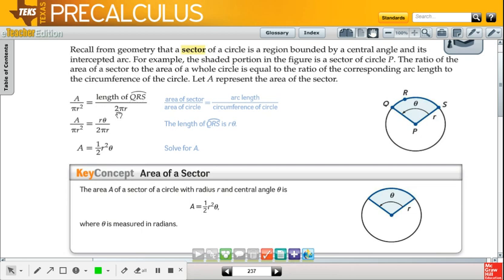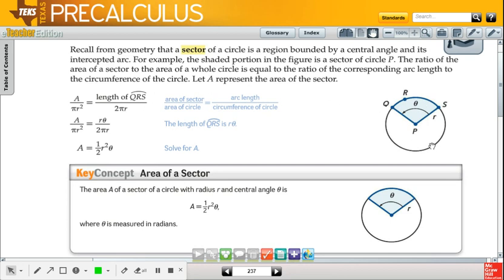Here's the formula for circumference of the circle, 2 pi r. So basically it's saying that the ratio of area of sector over area of a circle is equal to the length of QRS, or the arc length of QRS, over 2 pi r, the circumference of the circle.